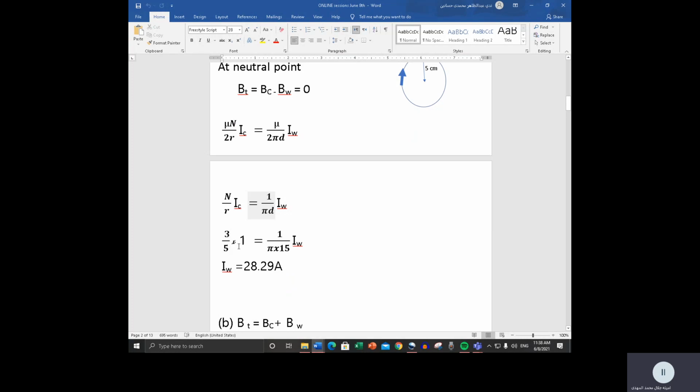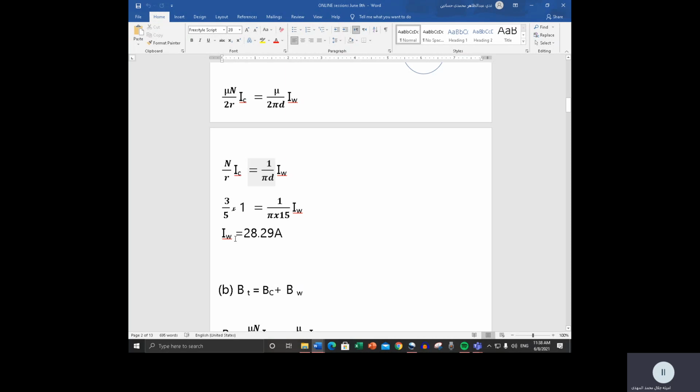Now, as you see here, I have everything except I sub W, the current in the wire. So pure algebra: 3 times 1 equals 3, divided by 5, and here I have 1, I replaced pi by its value, 3.14 or 22 over 7, and here I times 15. When I finish the algebra, I can get I sub W, the current in the wire, and if we make the calculations, it will be 28.29 ampere. This is the current passing in the wire, which will make the total magnetic flux density equal 0.